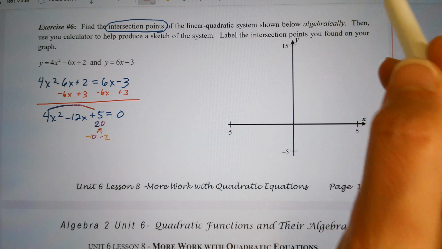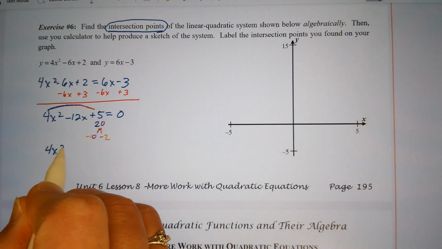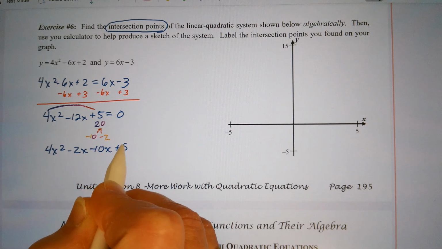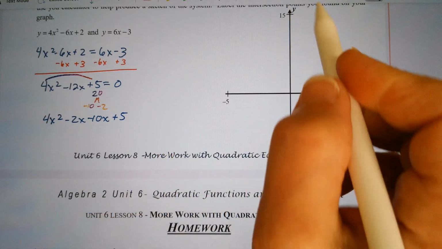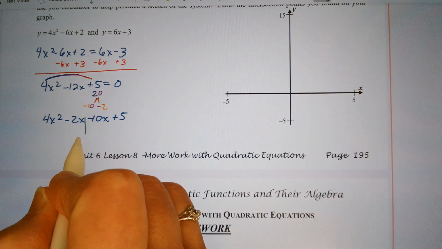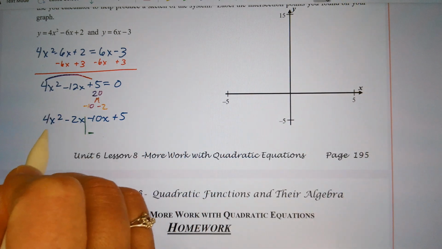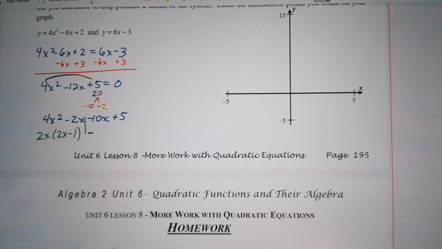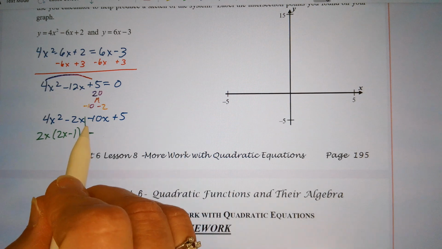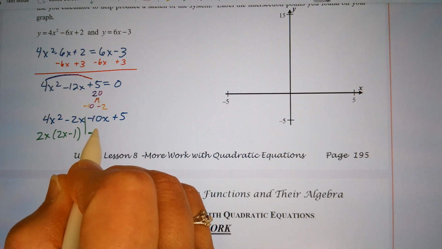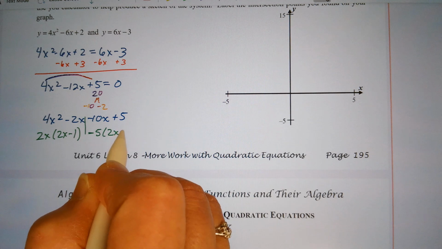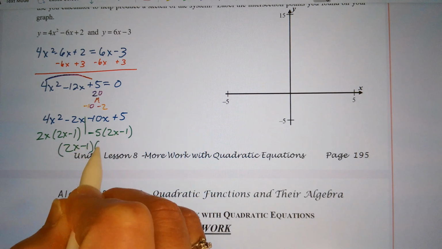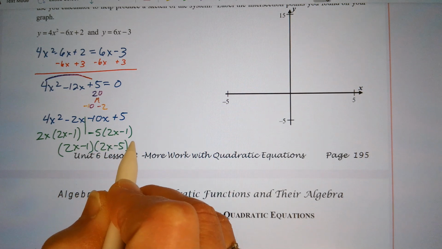Okay, so let's rewrite this as 4x squared minus 2x minus 10x plus 5. 4 terms now, we group, splitting. 2x is a GCF here, 2x minus 1. Again, you should be able to do this on your own. And then here, taking out 5. So we have 2x minus 1 times 2x minus 5 as factors.